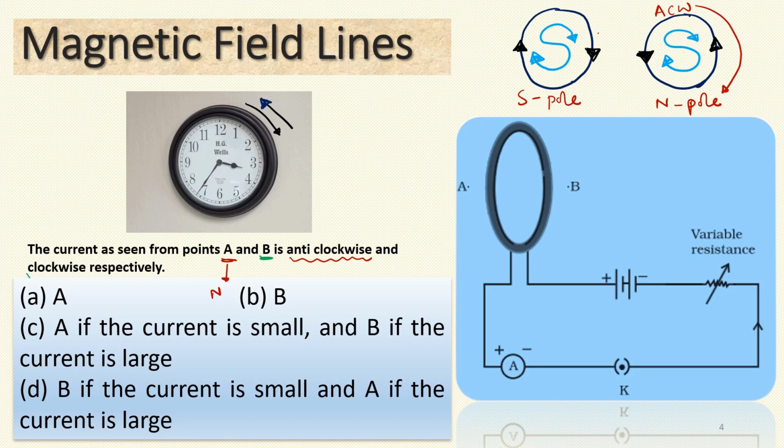From B, it looks as if it is in the clockwise direction. So this is your clockwise direction. Clockwise direction leads to south pole, so B is going to act as the south pole. So even if the direction of the magnetic field lines is not given, and only the direction of current through the circular loop is given, you can tell whether it acts as a north pole or south pole with the help of this simple trick. I hope you have understood the concept.